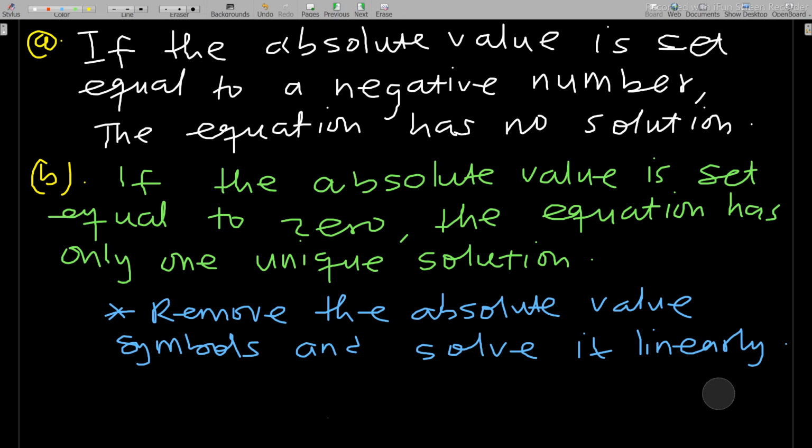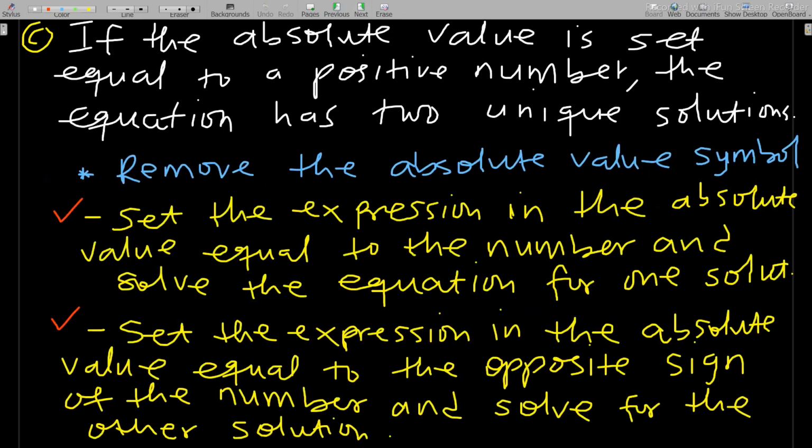Now let's move ahead to the big ones, the positive one. If the absolute value is set equal to a positive number, the equation has two unique solutions. This is what you should know. When it is set to a positive number, the equation has what? Two unique solutions.